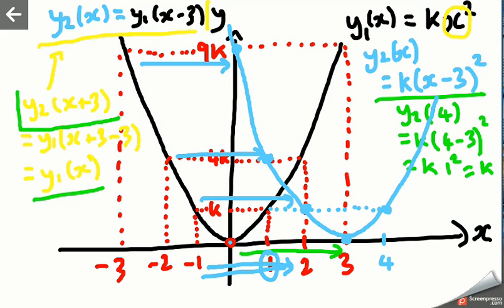So by subtracting 3 before doing anything to the function, what we've really said is that y2 of x plus 3 must equal y1 of x, because it takes 3 more units to the right before we get the same thing out of the y2 function as what we got out of the y1 function. So we just successfully shifted our parabola 3 units to the right by subtracting 3.